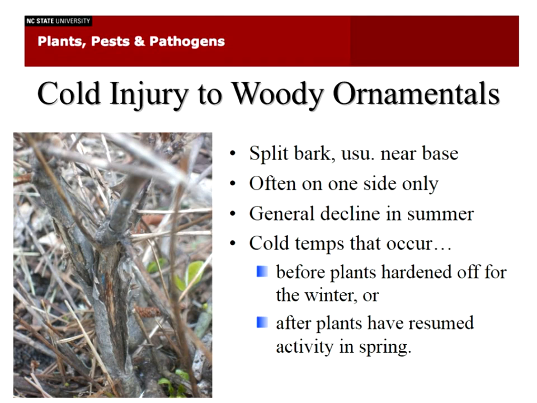And the reason that the splitting is usually near the base of the stem is because that is the portion that's the last to go dormant in the fall and the first to become active again in the spring. So if you've got a cold temperature that occurred early in the fall before the plants had hardened off, or late in the spring after plants have resumed their activity, the place that's going to be most vulnerable is going to be that lower stem.